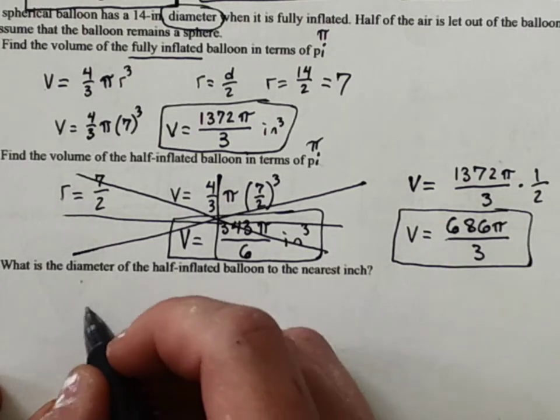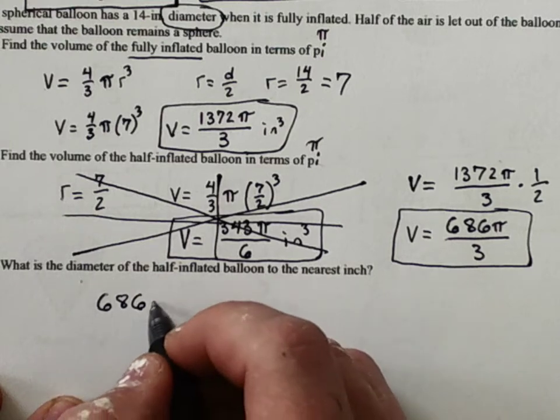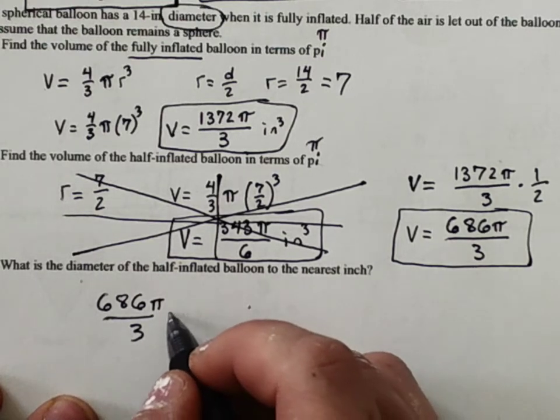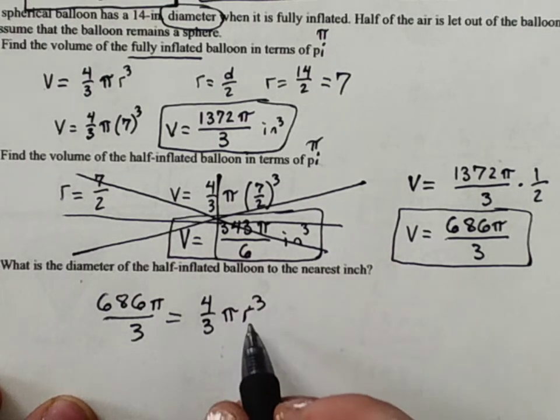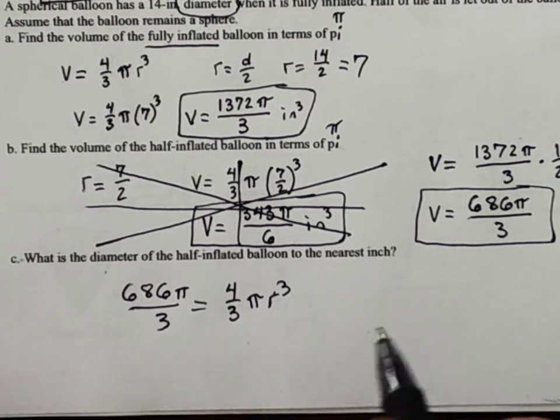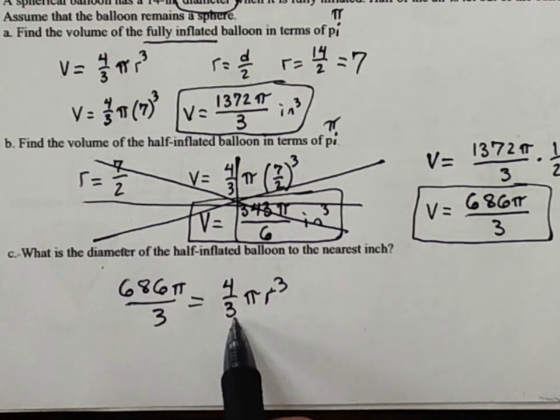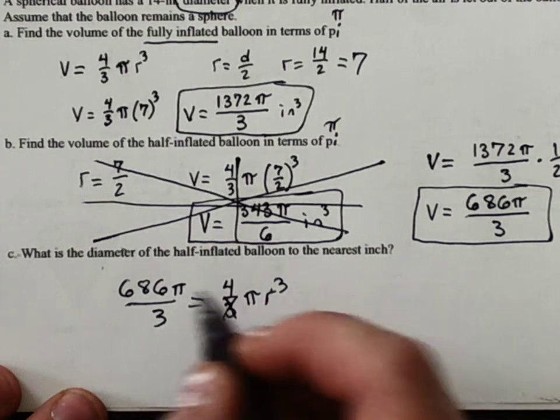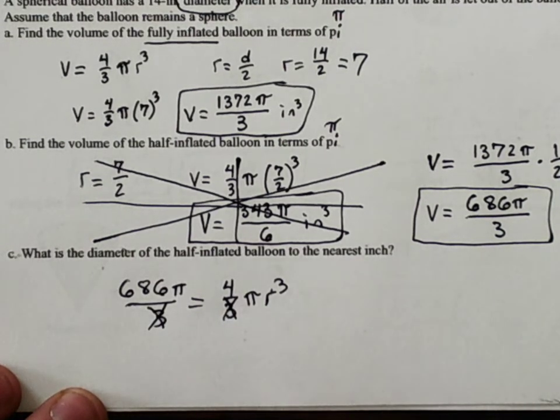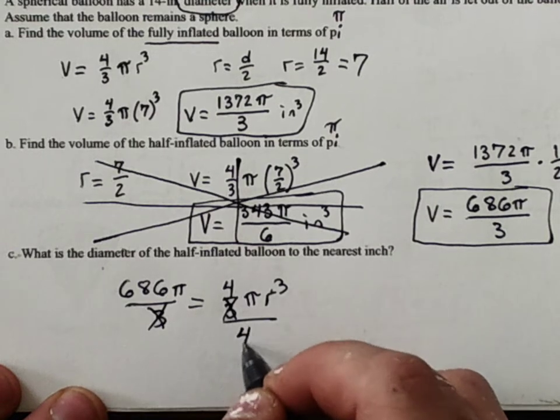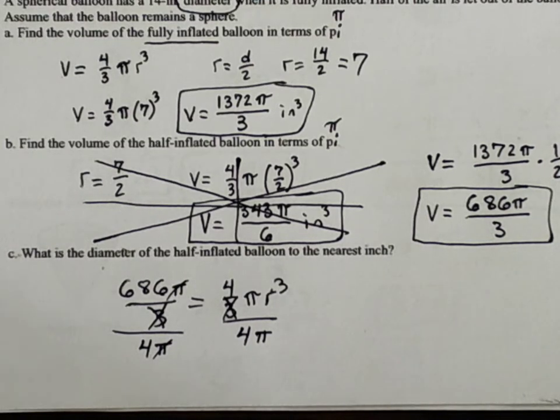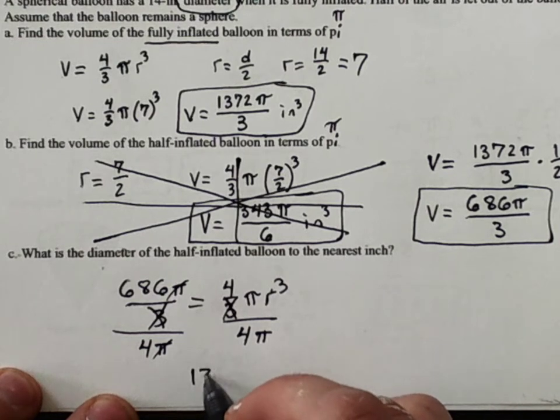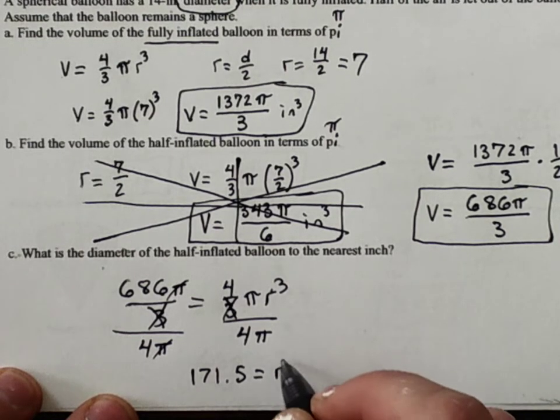So now we need to set this volume, which is 686 pi divided by 3, equal to 4/3 pi radius cubed. Solve for r, double r, and we get the diameter. So the 3 goes away on each side. Multiply by 3 and they both go away. Then divide by 4 pi. The pi goes with the pi. And you have 686 divided by 4, which is 171.5, and that equals radius cubed.